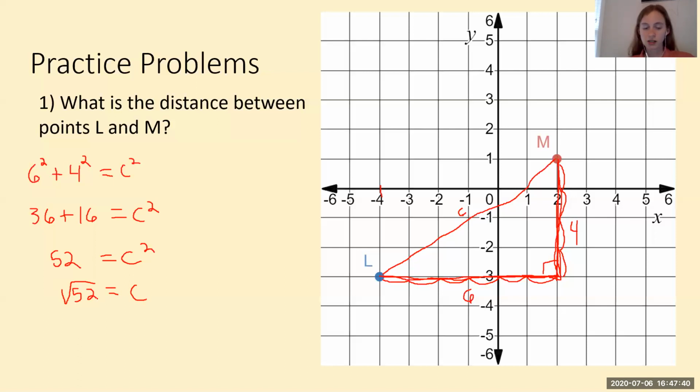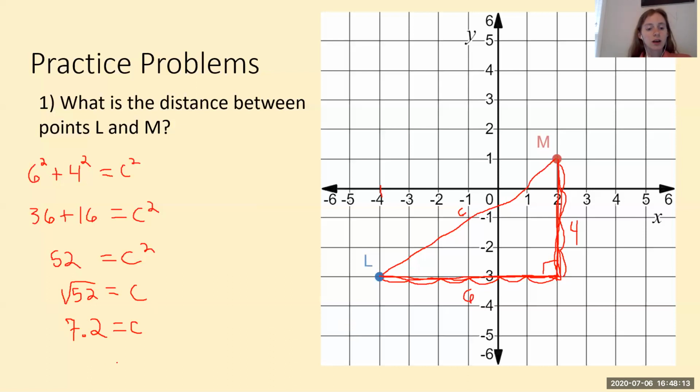Square root of 52 is equal to 7.211102551. Nice long decimal there. I'm going to round this to the nearest tenth. The question didn't include any directions about how to round it, so I'm just going to make a decision. I'm going to round it to the nearest tenth. So we'll say that the distance is approximately 7.2 units.